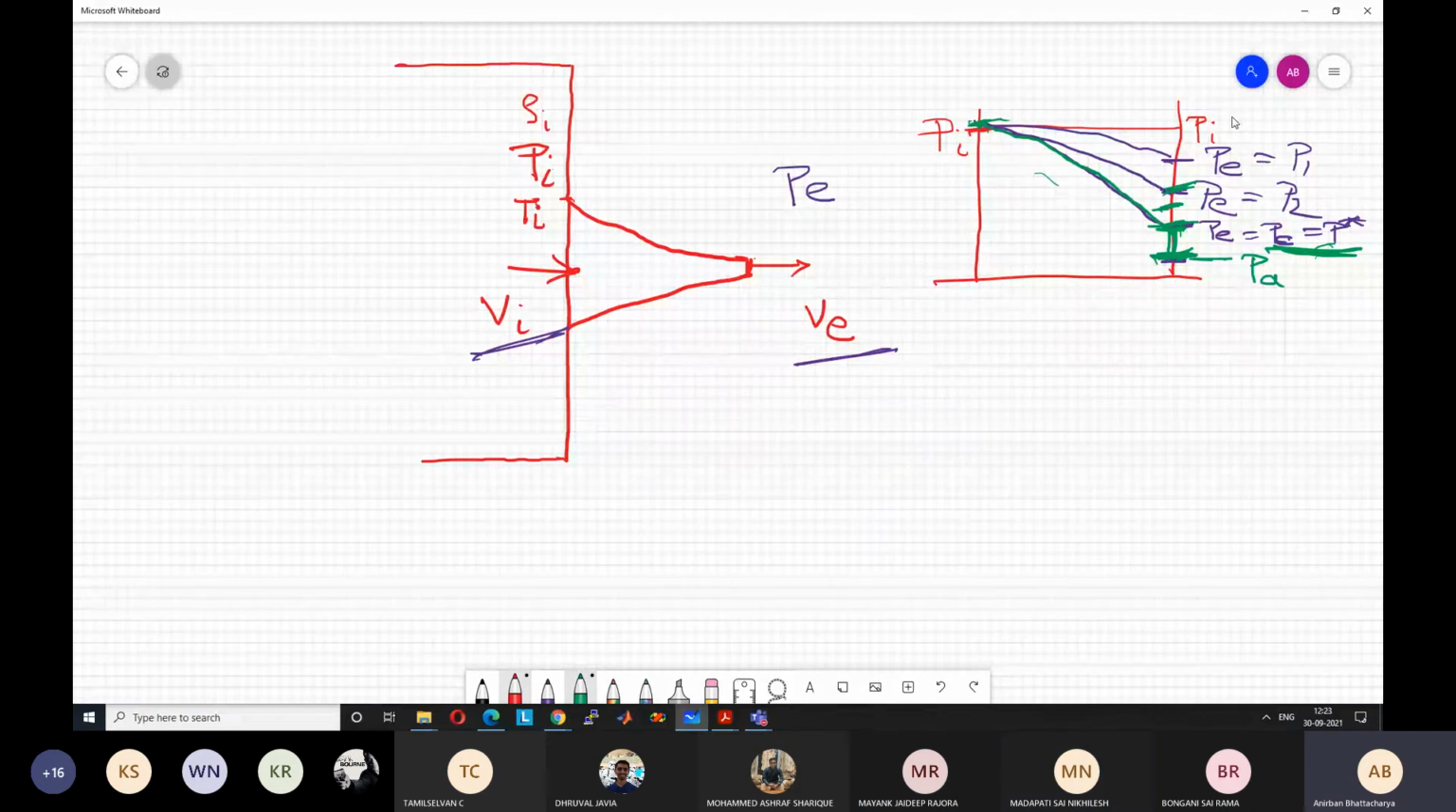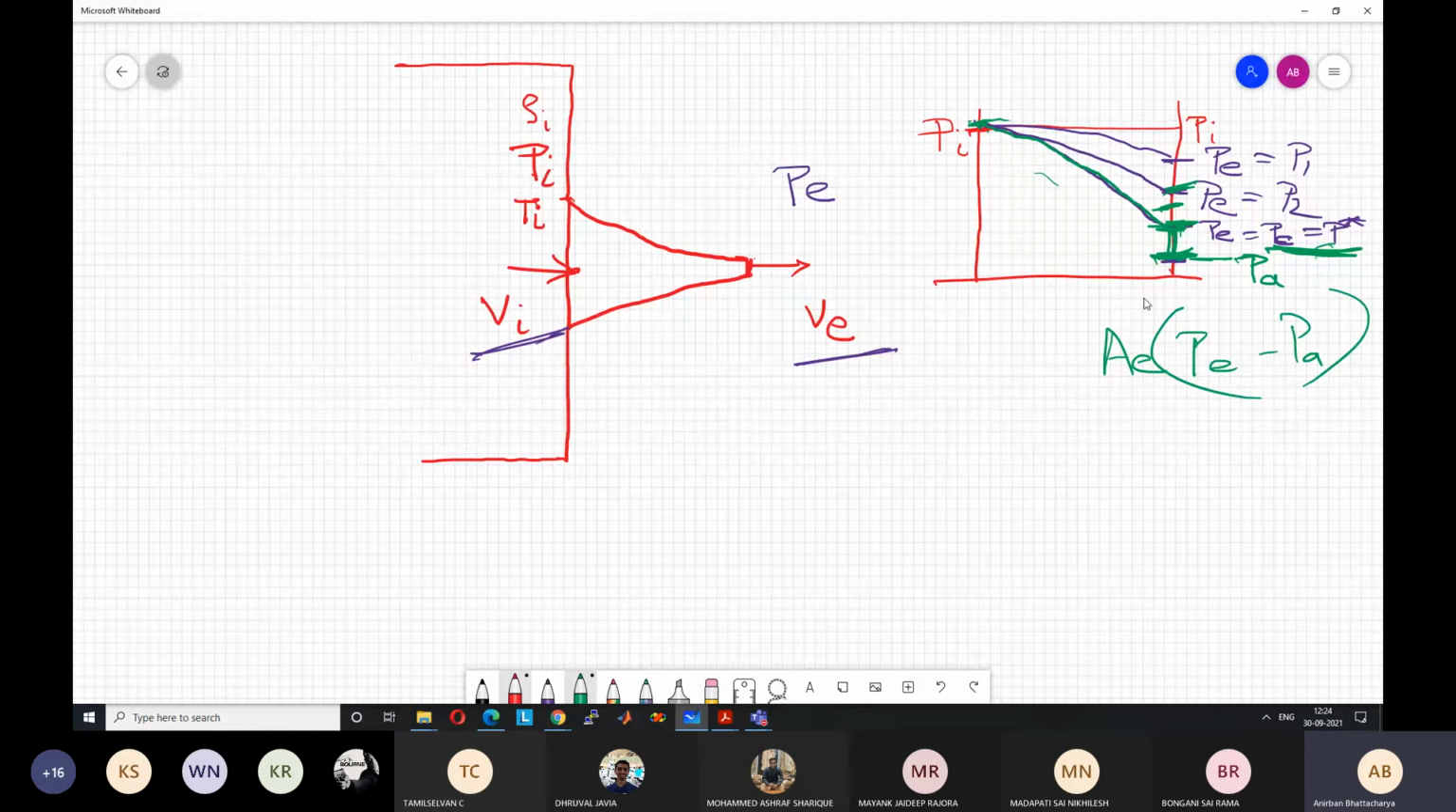In this case, the exit pressure will become equal to PE, not the ambient pressure. That is why I was saying that some additional thrust will be generated. This pressure thrust, (P minus PA) times A, will be generated only when the nozzle operates in a choked condition. Otherwise, for unchoked condition, P will be equal to PA and this will go to 0. And now we have to find the exit velocity in a different way.